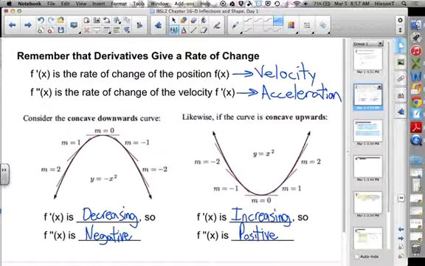Well, except here's the thing. On the sign diagram for the first derivative, your interval would go from the left up here to wherever this is. And that tells us where the slope is positive or the slope is negative. Here we're talking about where the acceleration is positive or negative. So that's where those points of inflection we mentioned are going to come into play.